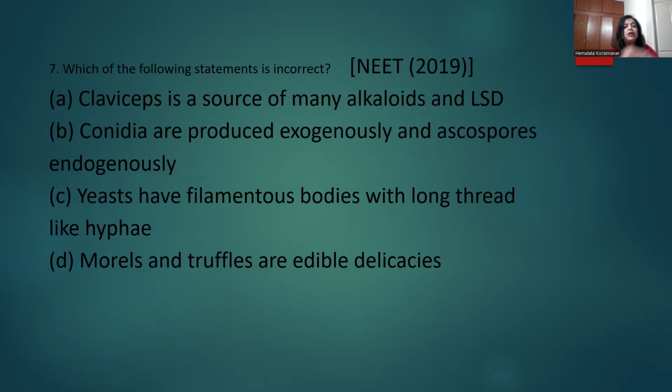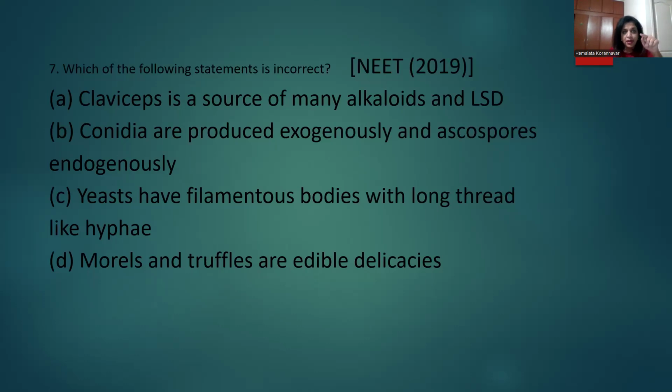Okay, first one, Claviceps is the source of many alkaloids and LSD, right? Claviceps purpurea is a fungus. It's a source of many alkaloids and LSD. LSD is lysergic acid diethylamide. They prepare LSD from Claviceps. It's a right statement, which you have studied in second year.